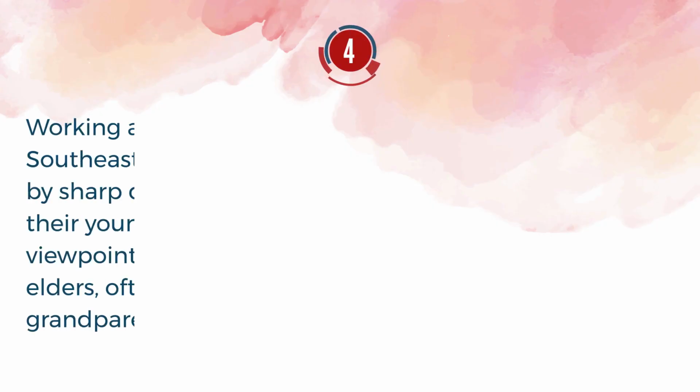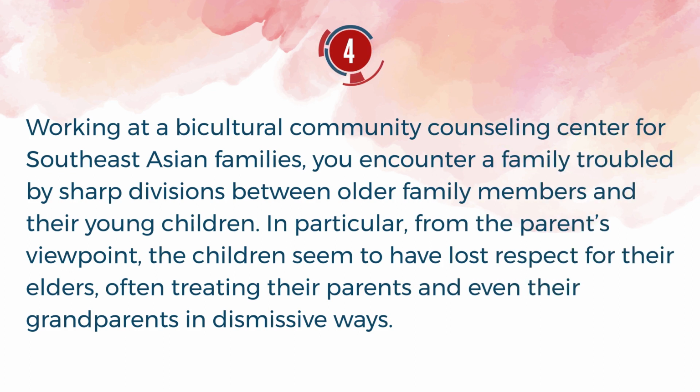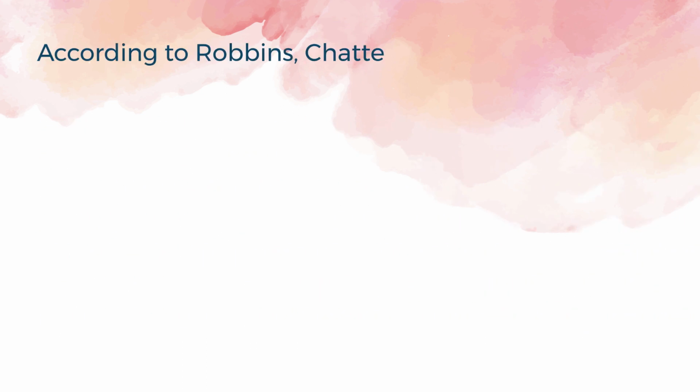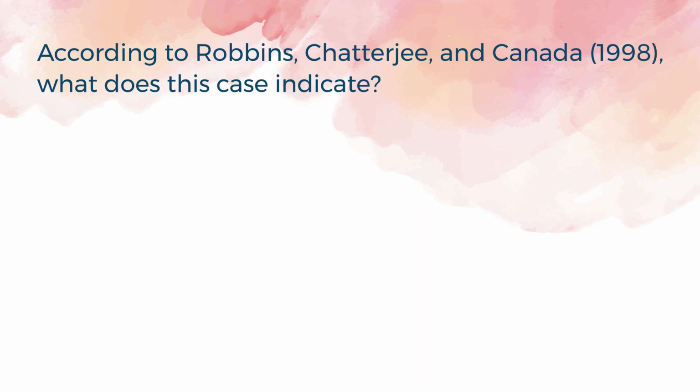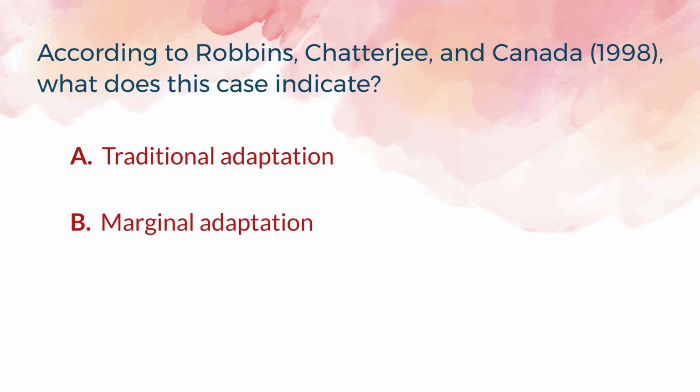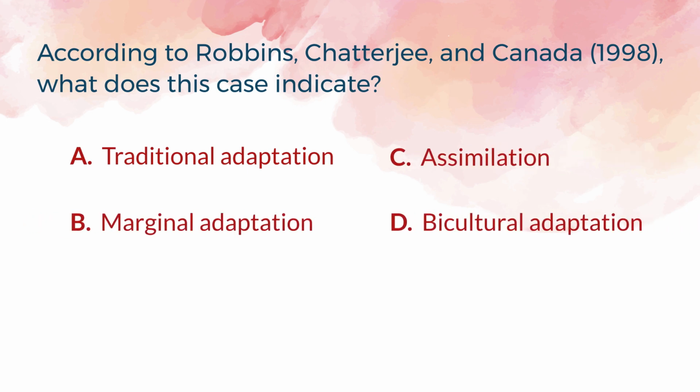Number 4. Working at a bicultural community counseling center for Southeast Asian families, you encounter a family troubled by sharp divisions between older family members and their young children. In particular, from the parents' viewpoint, the children seem to have lost respect for their elders, often treating their parents and even their grandparents in dismissive ways. According to Robbins, Chatterjee, and Canada, 1998, what does this case indicate? A. Traditional adaptation. B. Marginal adaptation. C. Assimilation. D. Bicultural adaptation.